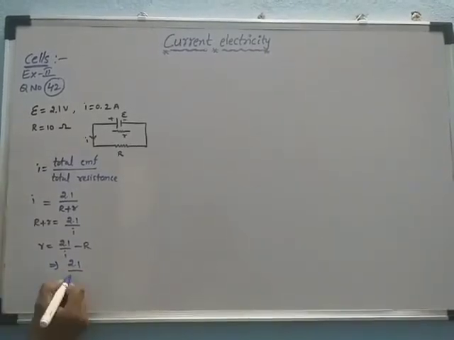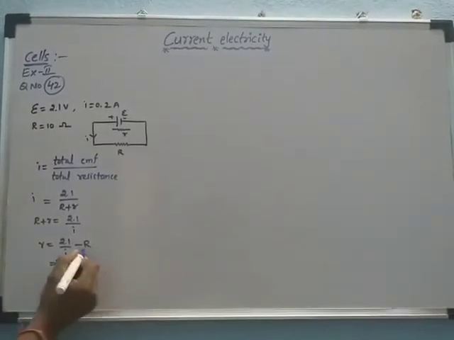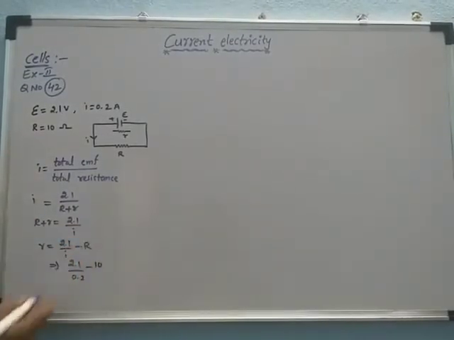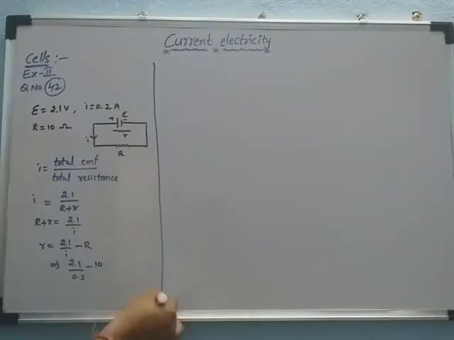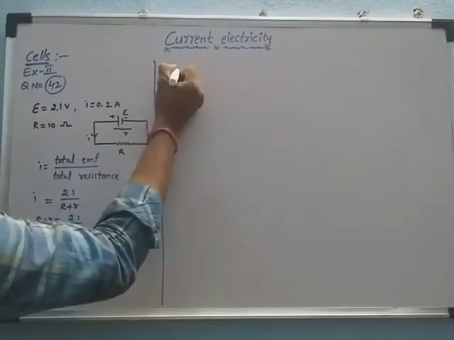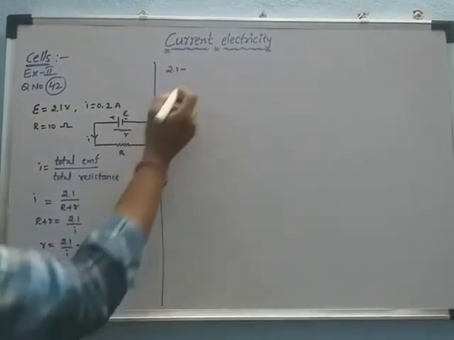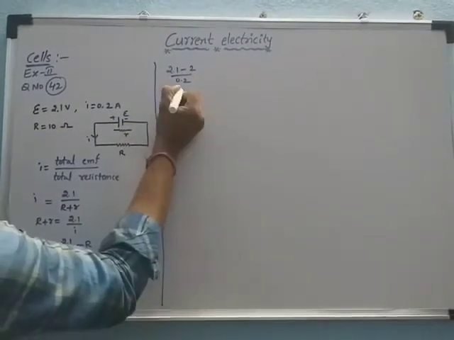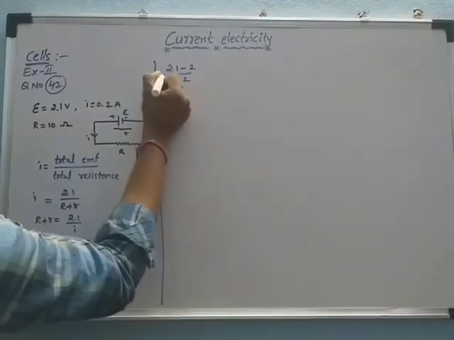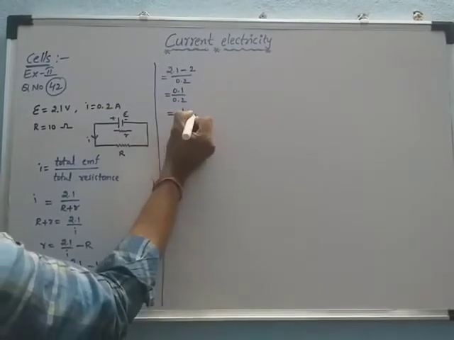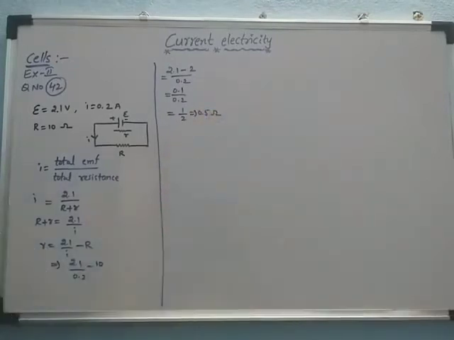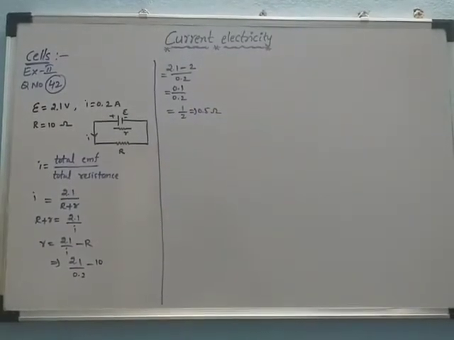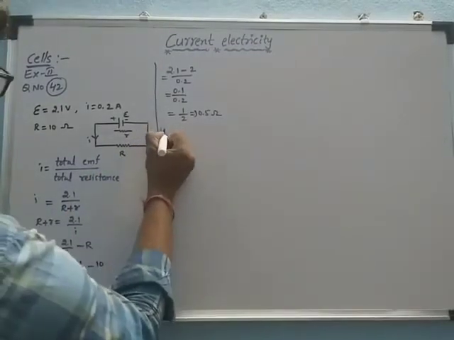Current is given as 0.2, minus external resistance, which is 10. Now the cross multiplication: 2.1 minus 10 into 0.2, that is 2 by 0.2, so that is 0.1 by 0.2, which is equal to 1 by 2, that is 0.5 ohms. The internal resistance is 0.5 ohms.